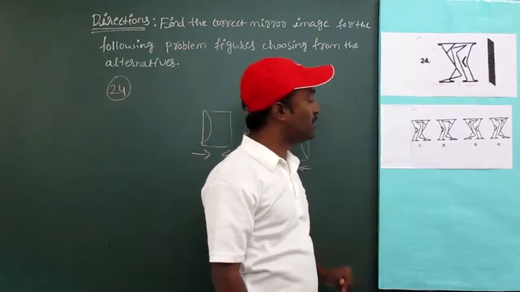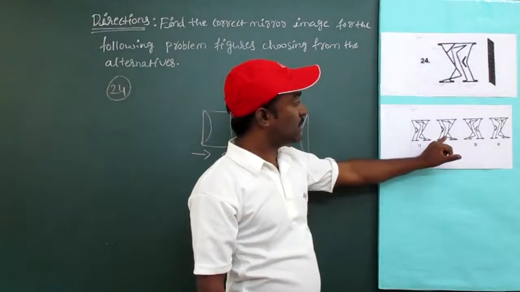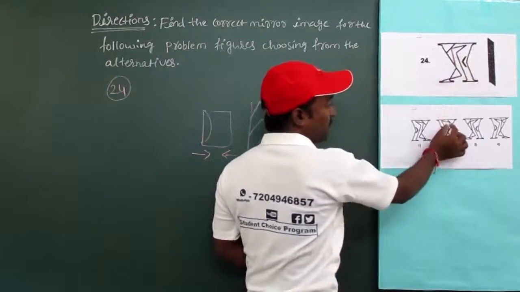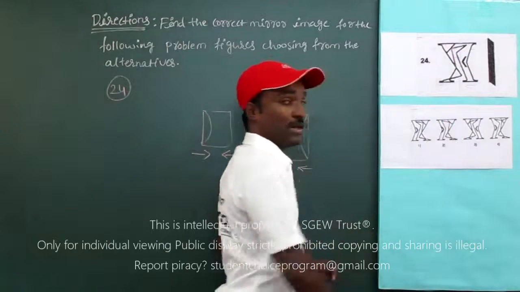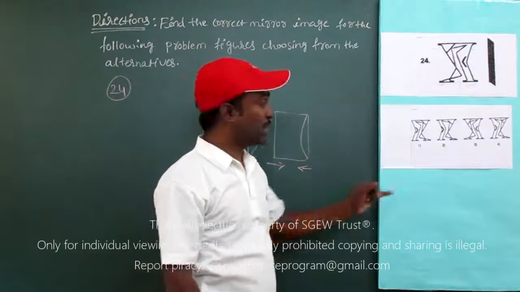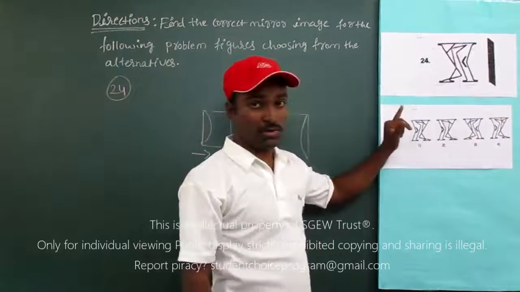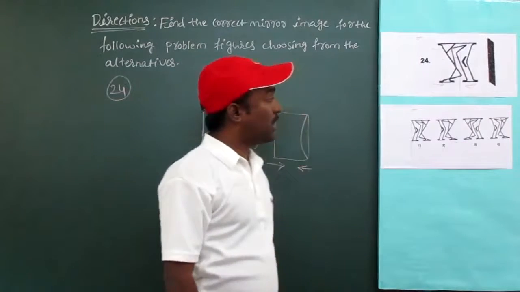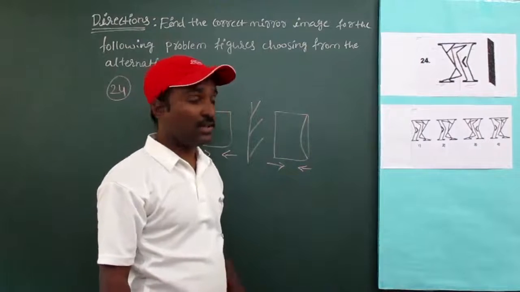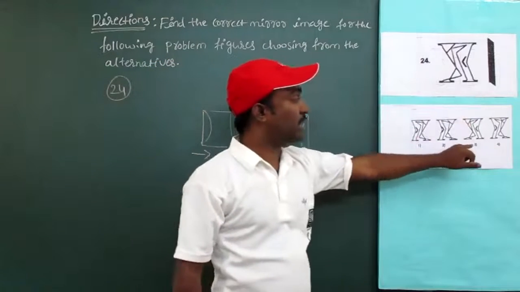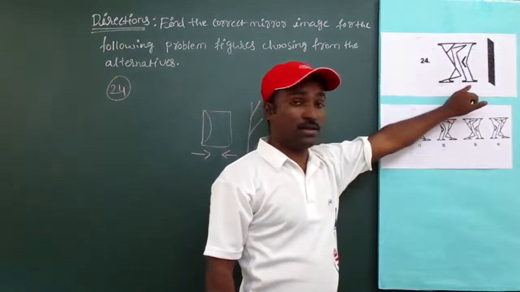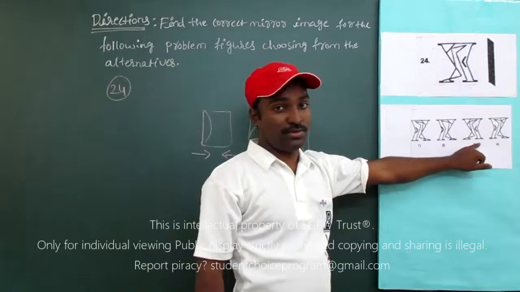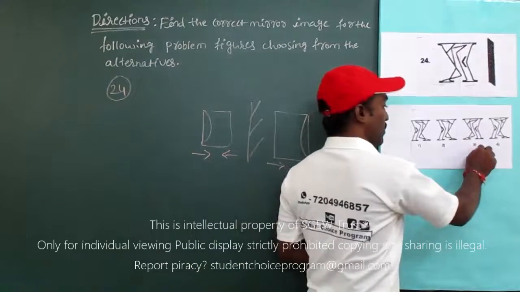Now moving to the second option, if you see here, yes, as I said, this is a very narrow portion, but in the second option, it is not narrow, it is broad. So this is the wrong option. Now moving to the third option, you can see that the ending part remains the ending part. The ending part in the given figure remains the ending part in the option. So this is a wrong option.